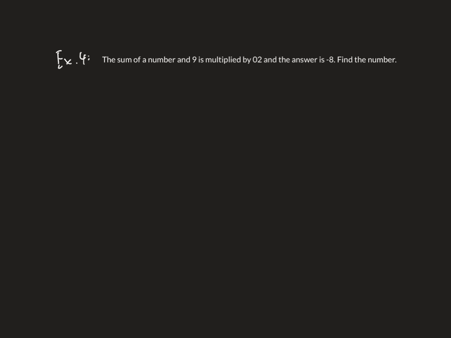So let's read this out together again. Again, you guys should be pausing and trying these examples yourself first. The sum of a number, so sum, you want to get in your habit, of a number and 9, I like to circle my numbers, is multiplied by 2. Don't know why I put 0 there, but that should say 2. And the answer is negative 8.